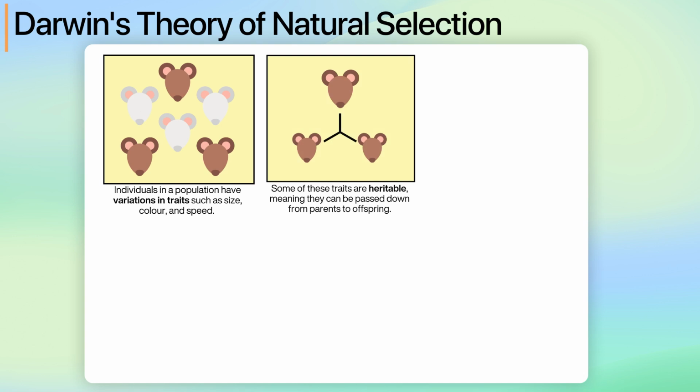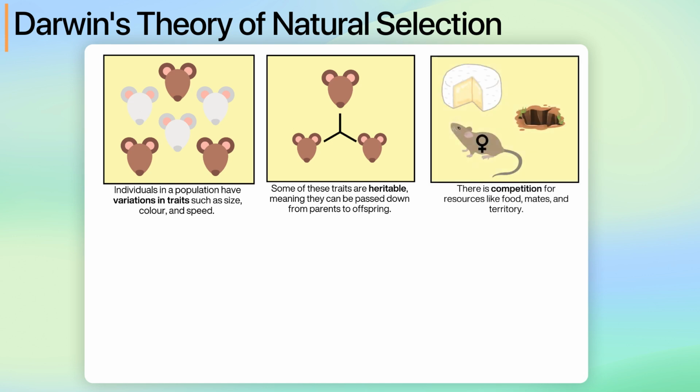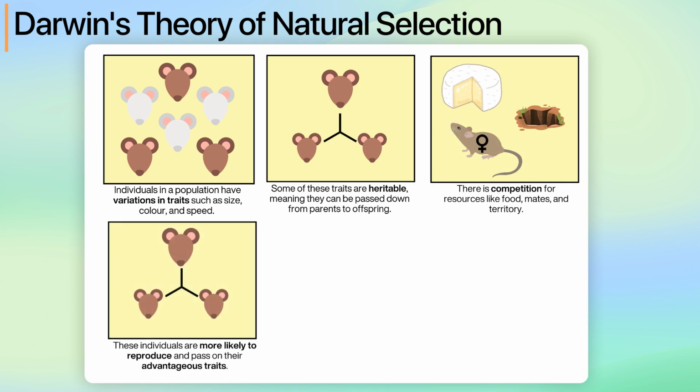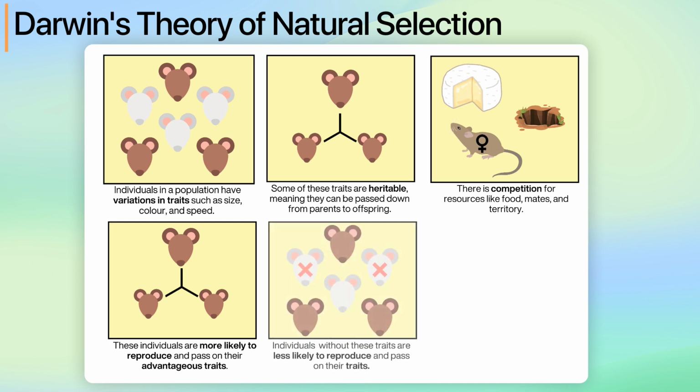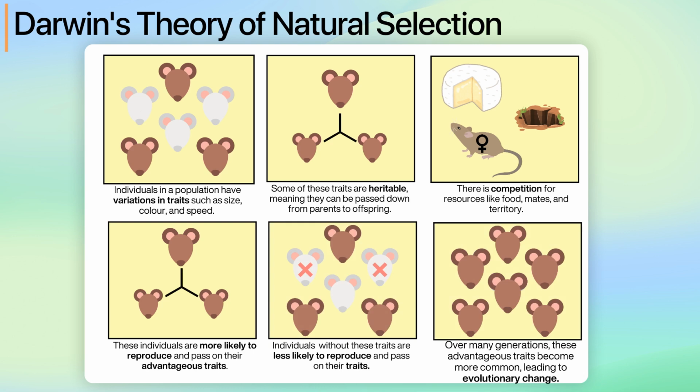Organisms produce more offspring than can survive. Therefore, there is competition for resources like food, mates, and territory. Individuals with advantageous traits are more likely to survive and reproduce, passing those beneficial traits to the next generation. Over many generations, these advantageous traits become more common, leading to evolution of the species.